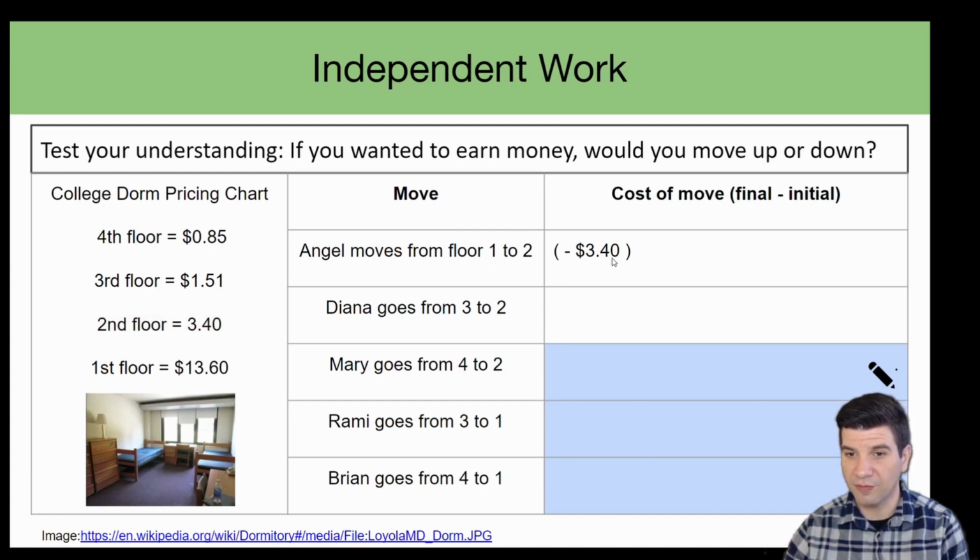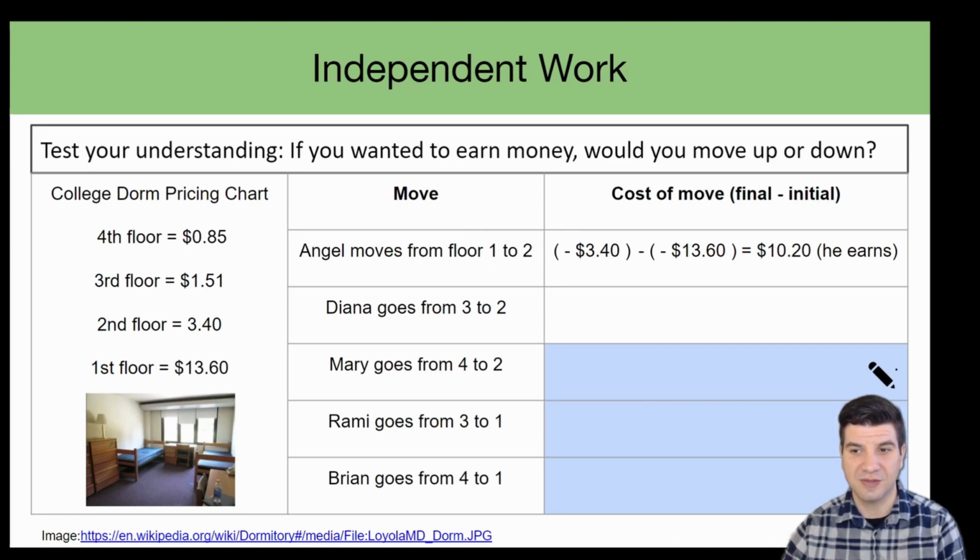So subtract $3.40. Now we need to subtract out the location that he moved from. He started off on floor 1. Floor 1 had a cost of $13.60. So in this case, $13.60. And remember, it is subtract. So it would be negative $3.40, take away negative $13.60. That would give you, if you just punch it into a calculator, $10.20, equating to him earning money. So he earned $10.20.